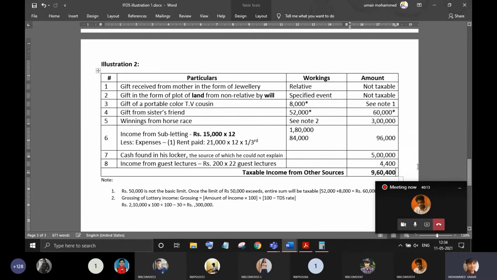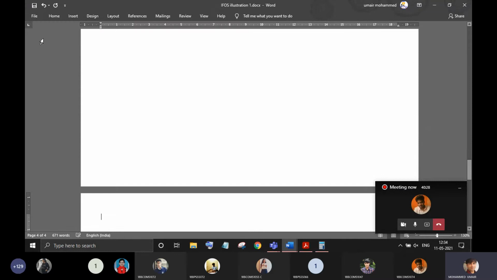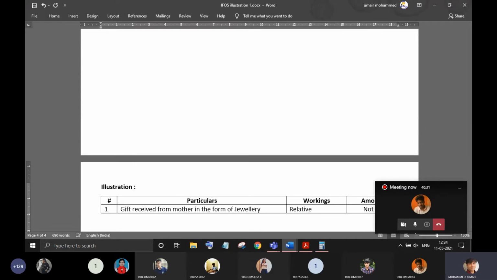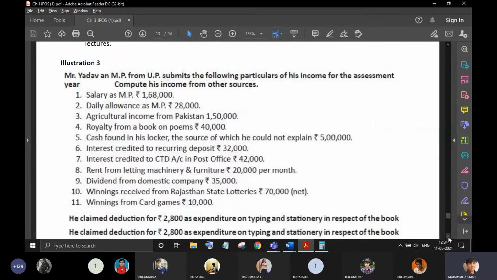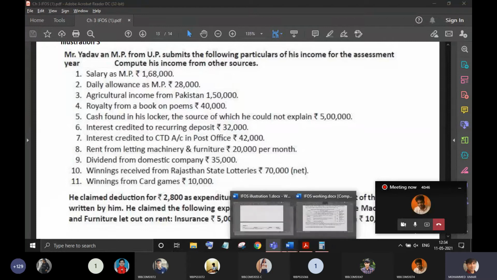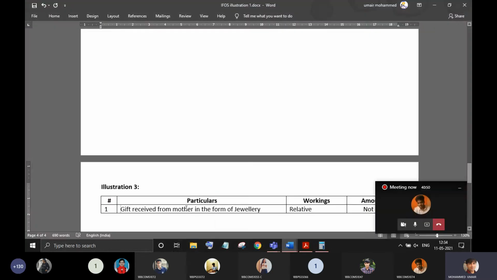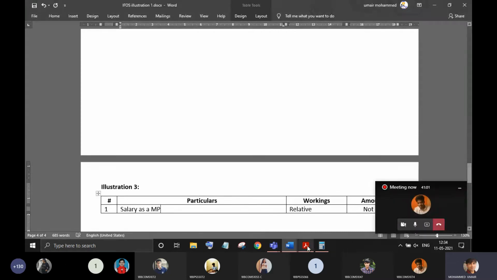So let's move on to the next question now. Illustration 3. So first transaction is, this guy is a member of parliament and he has received salary as member of parliament, and the amount what he has received is 1,68,000.